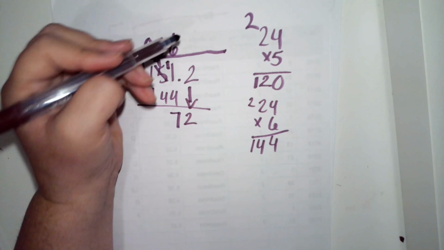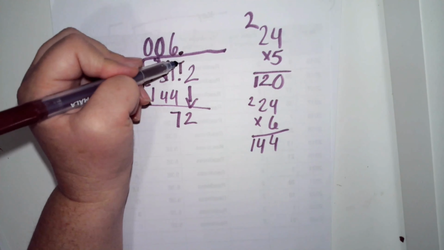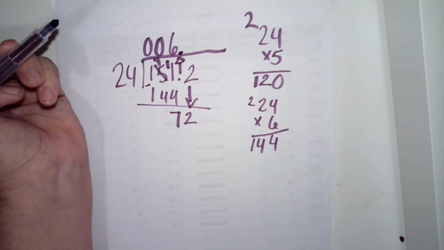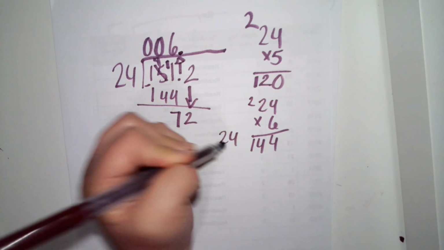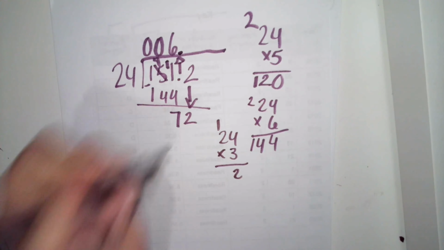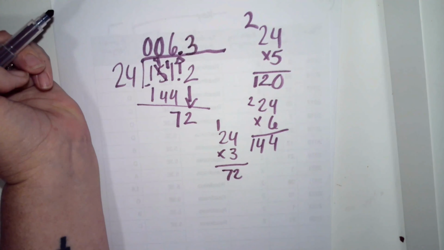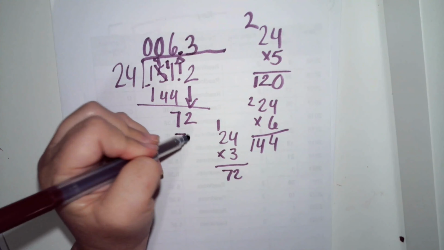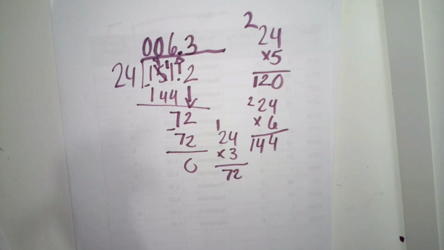Then I'm going to put my decimal right up there because, again, it goes straight up. Okay? How many times does 24 go into 72? I don't know. Let's count. Let's try 3. 3 times 4 is 12. 3 times 2 is 6 plus 1 is 7. It goes exactly 3 times. 3 times 24 is 72. If I subtract that, I get a 0. There's nothing more to bring down. There's nothing more to do. And so my answer is 6 and 3 tenths.